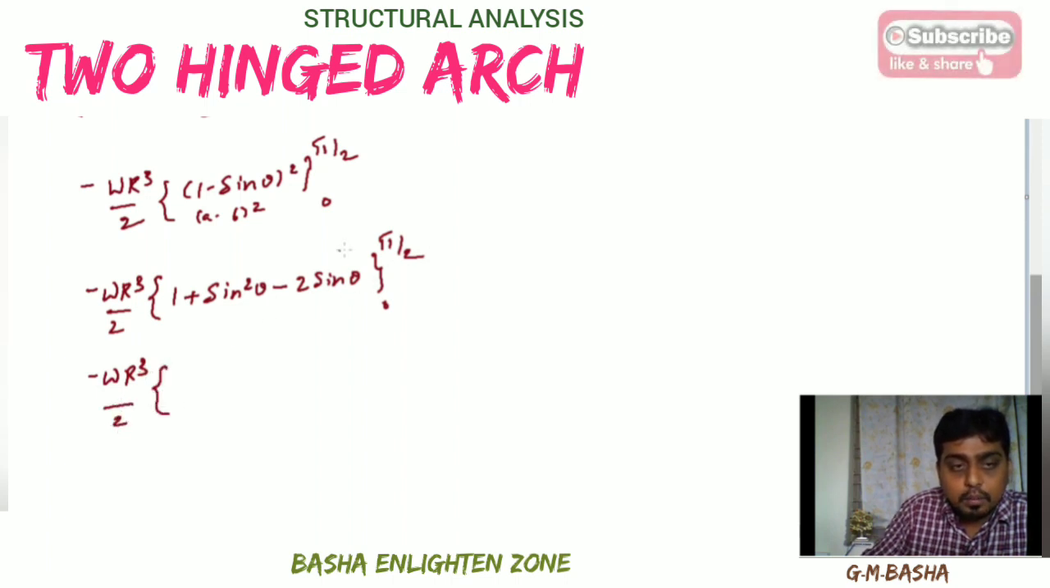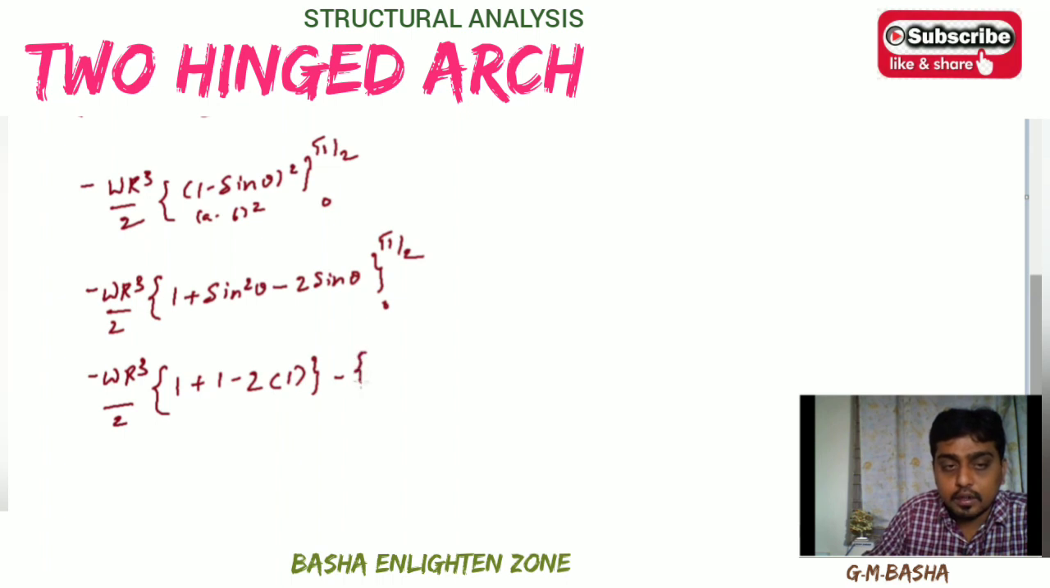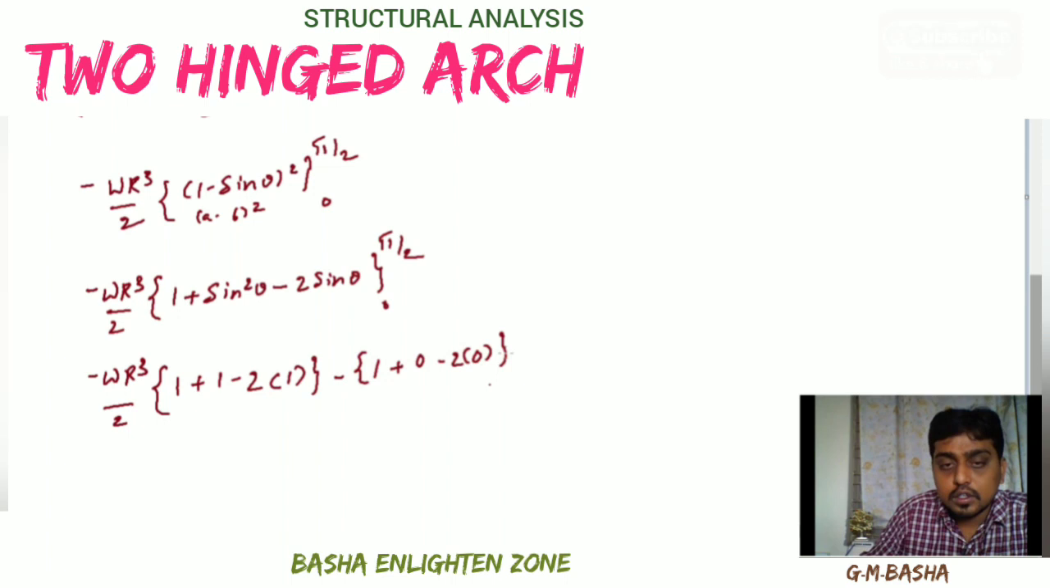So here you will get one only. I am applying upper limit minus lower limit, so I am applying upper limits plus sin square theta. So you will get sin pi by 2 square means 1 only, minus 2 into sin pi by 2 which is 1, again minus of lower limit, enter this value 1 plus sin square 0, sin 0 value 0 only, again minus 2 into sin 0 value 0 only.